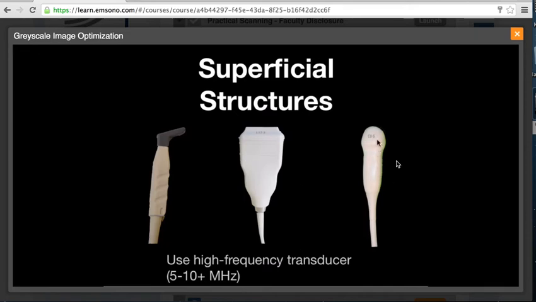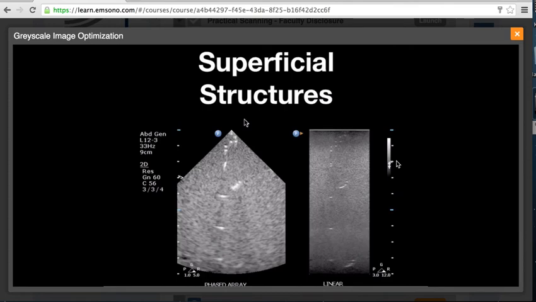This is a 5 to 8 megahertz, this is a 3 to 12 megahertz linear transducer, and this is a 7 to 15 megahertz hockey stick linear transducer. Here's an example of superficial structures scanned with a phased array and a linear transducer.